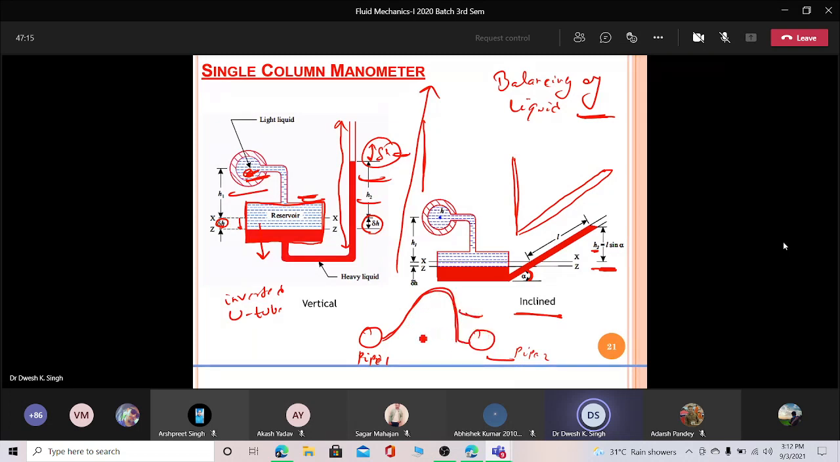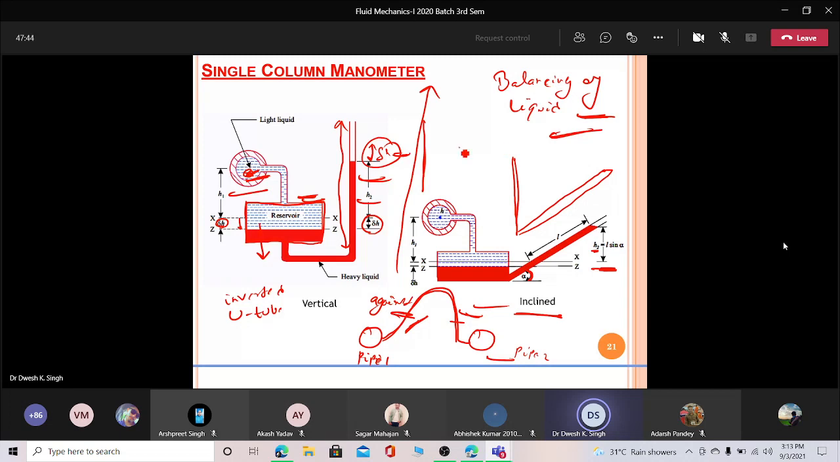The concept is the same again. There will be some rise in this, but the difference is that this rise is against gravity. So in place of positive, there will be some negative terms. That's the only difference. But again, the concept is balancing of liquid, because this rise will be against the gravity. So further it will give you some more reading like this.